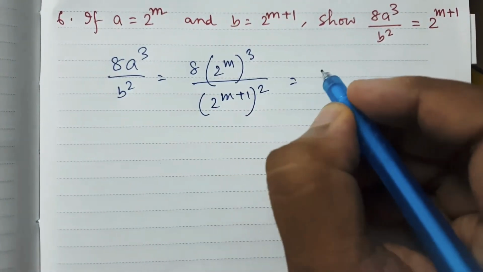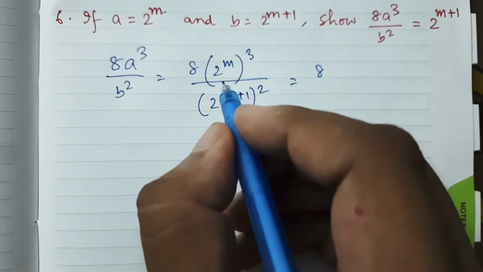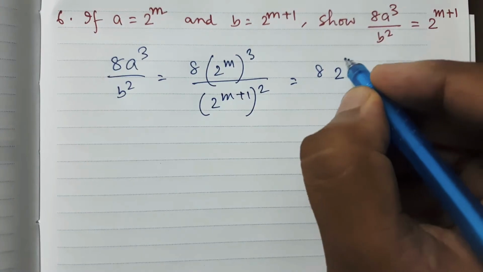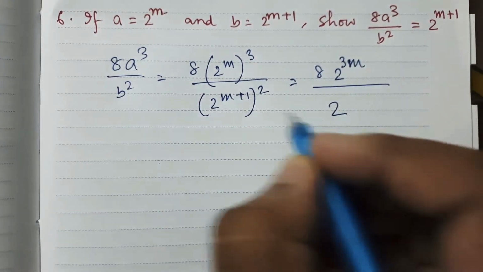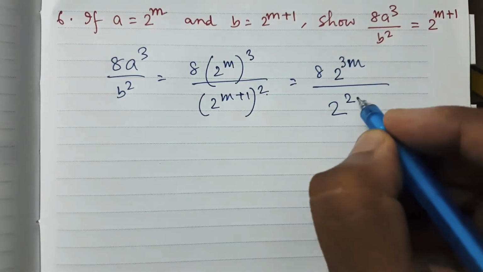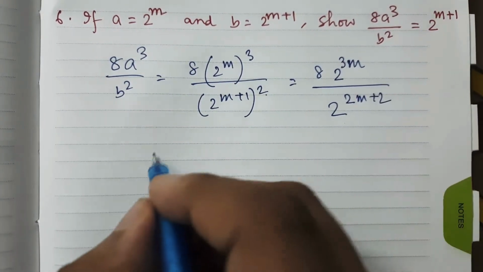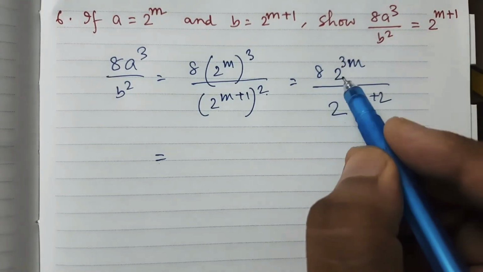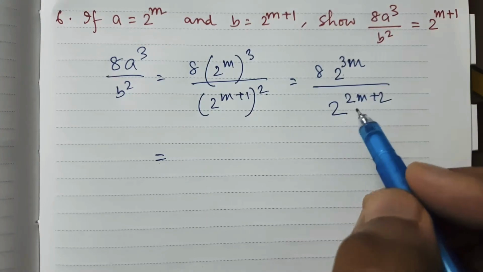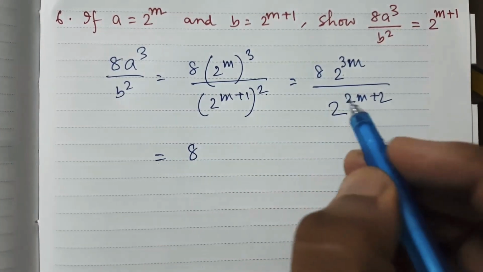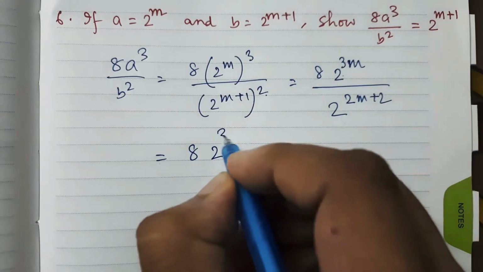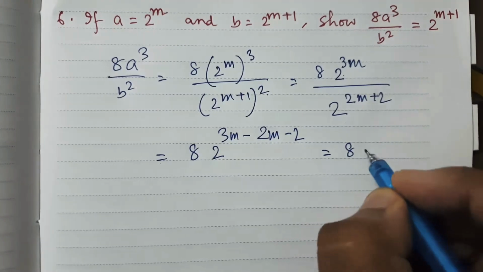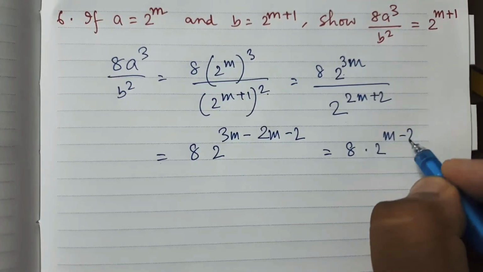Now here you can just apply formula number 2. So 2 power 3m, and then here also 2 power 2 into m plus 1, so 2m plus 2. Now here you can apply formula number 5 because this is a division and the bases are the same, 2 and 2. So 8 is multiplied here and then it is 2 to the power 3m minus 2m minus 2. So if you calculate, 8 into 2 to the power m minus 2.